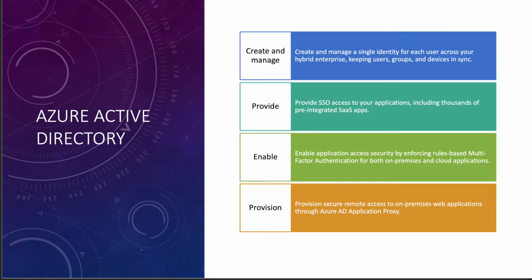Then you need to enable your application access and security by enforcing the rules. MFA is big for both on-premise and cloud applications. Multi-factor authentication has become the de facto standard, especially for administration and super sensitive accounts. And then finally, provision secure remote access to on-premise web applications through the Active Directory application proxy.